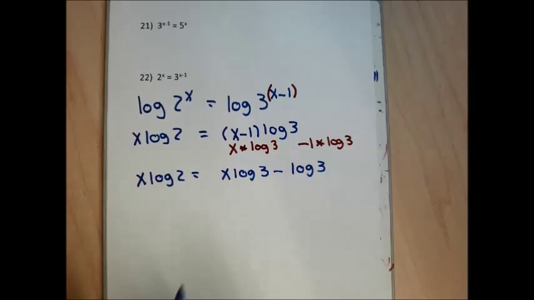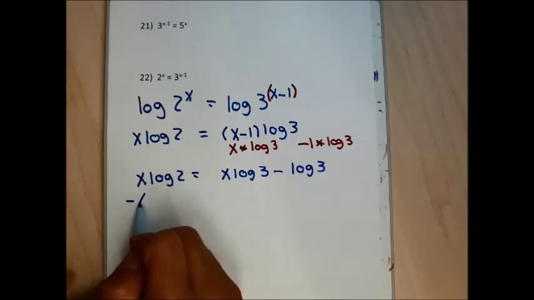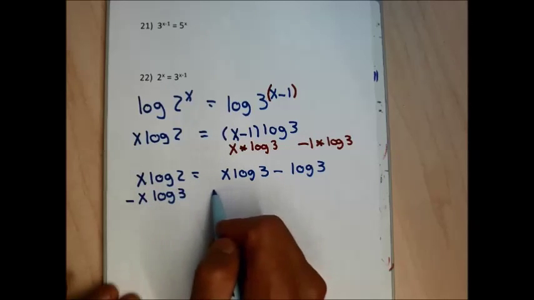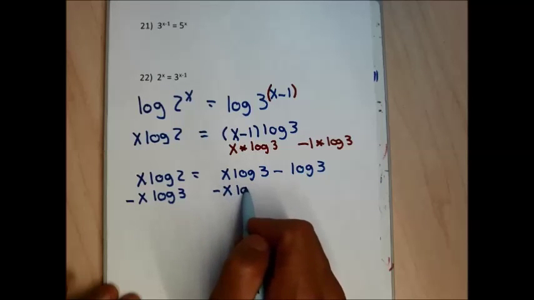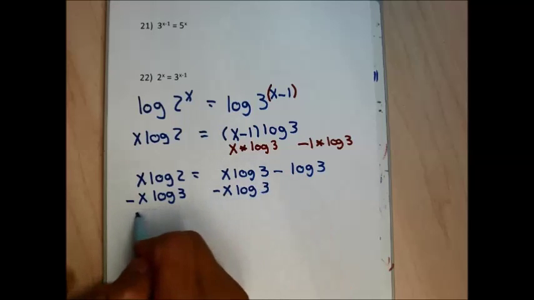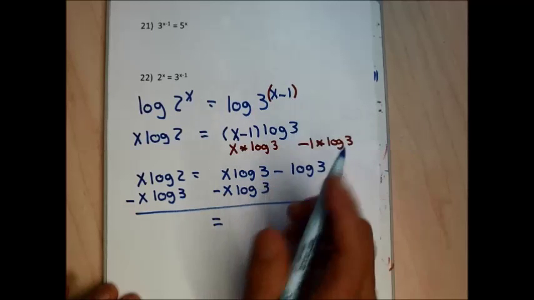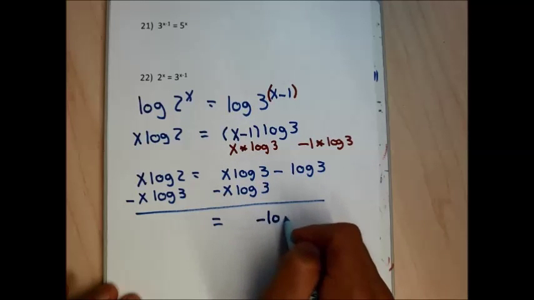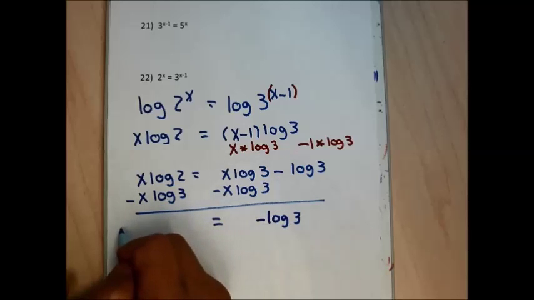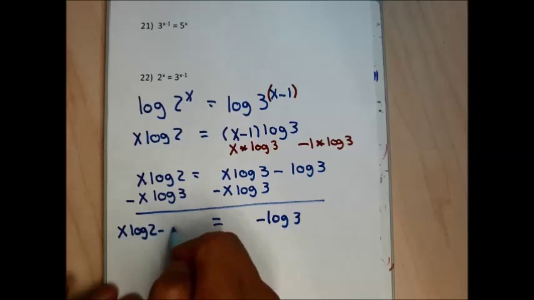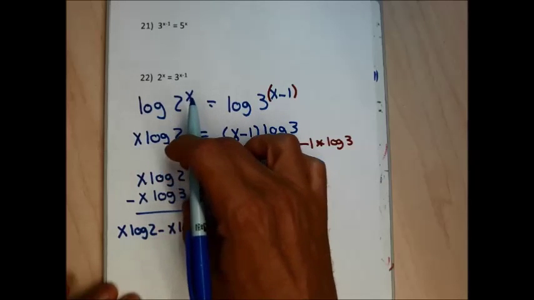Now I need to get the x's on one side. I don't set this equal to 0 because there's no x squared. So I'm going to subtract x log of 3 from both sides. It's a little bit tricky to do this. On the right-hand side, they cancel, and I'm left with the minus log of 3. On the left-hand side, I have to be careful on how I combine these. I have x log of 2 minus x log of 3.